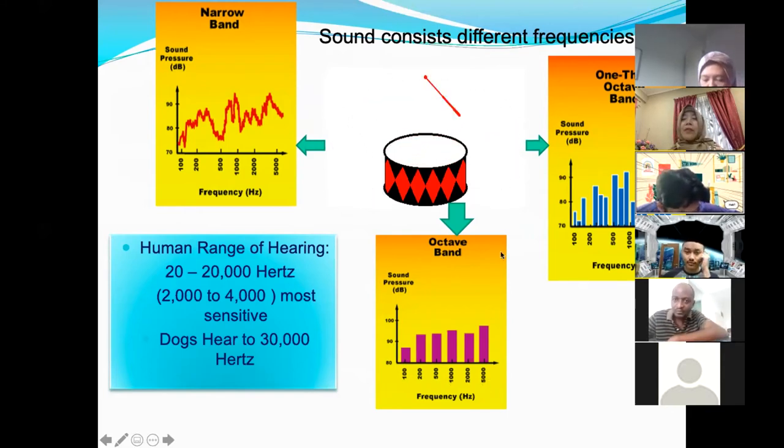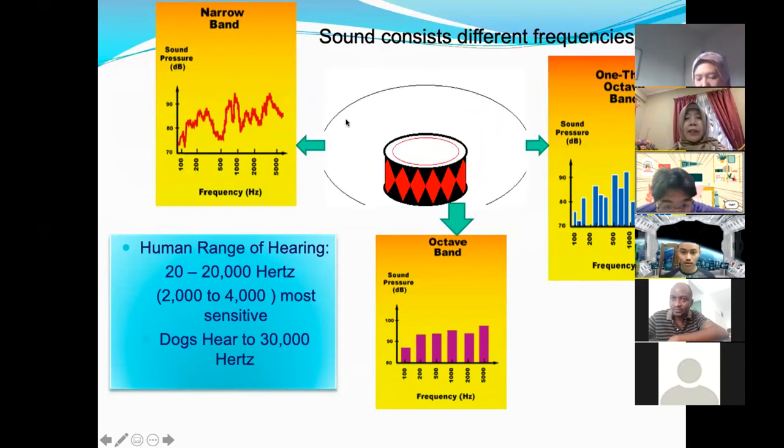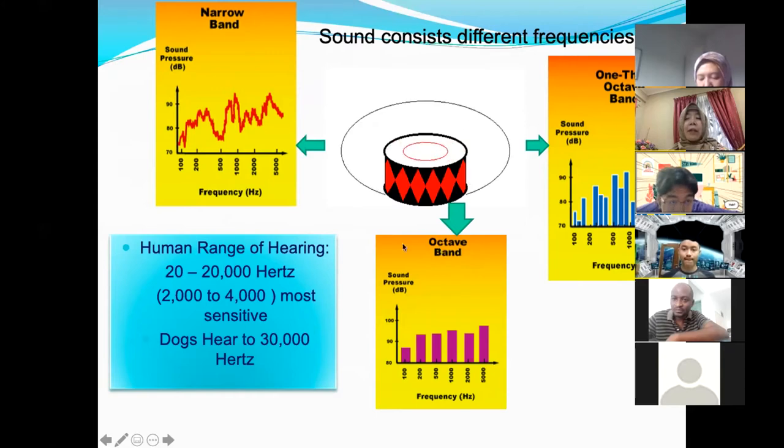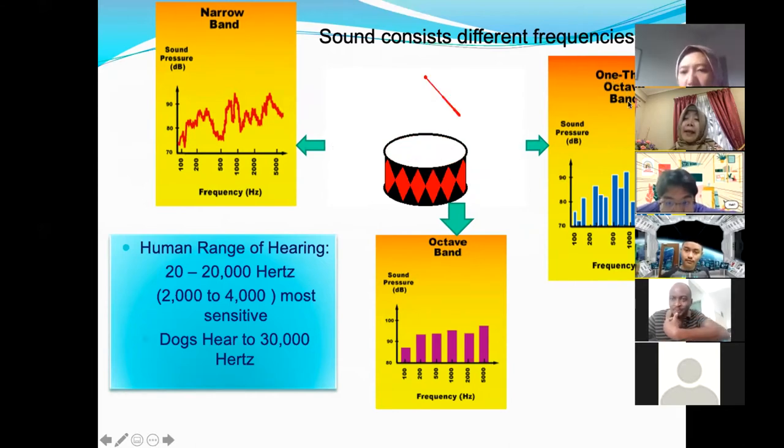But most researchers use 1/3 octave band. What is 1/3 octave band? It is 100, 200, 250, and so on. Okay, so the important thing is that you know what is octave band, what is the difference between octave band and 1/3 octave band. And most of our readings will use 1/3 octave band.